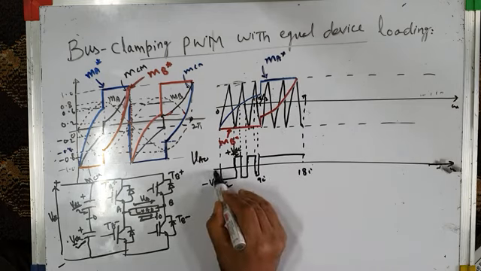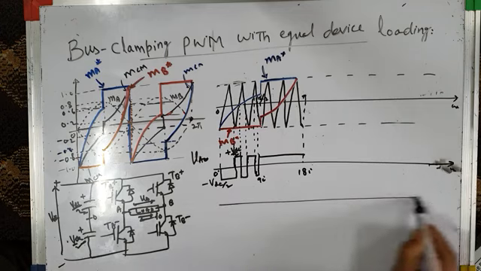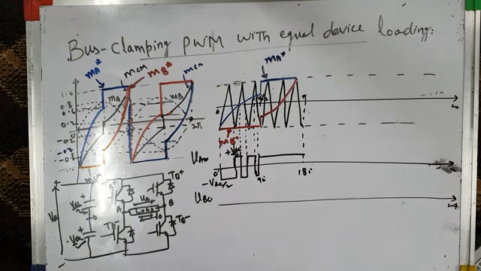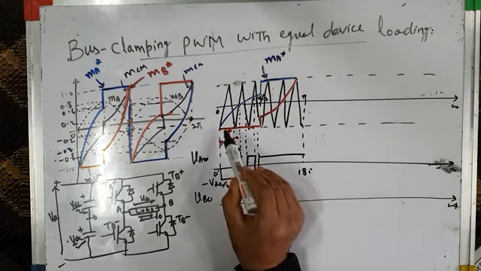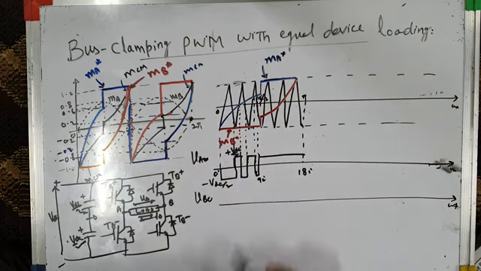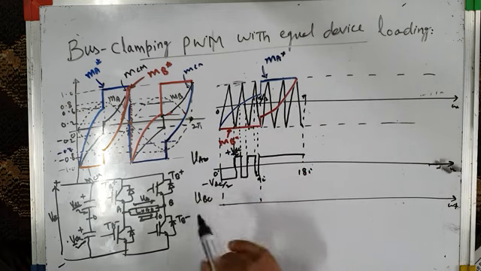This is 0 degree. This is pole voltage VAO. What about pole voltage VBO? Let me draw pole voltage VBO. For VBO, you have to see the comparison between the modified modulating wave MB star and the triangular carrier wave. So you can see from 0 to 90 degrees, this is 0 and this is 90 degrees.